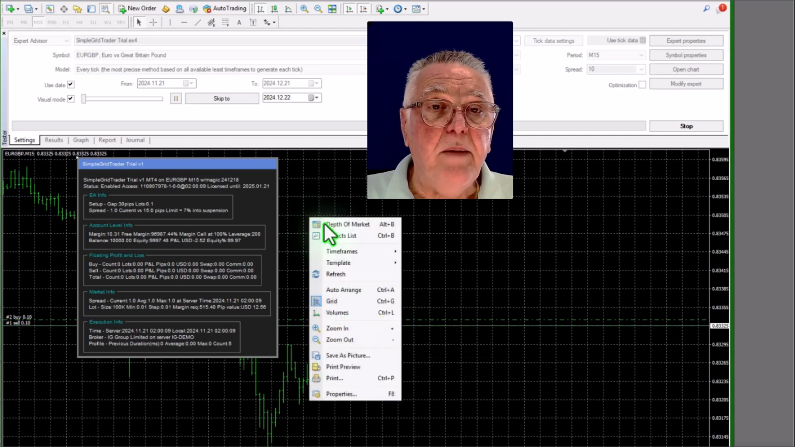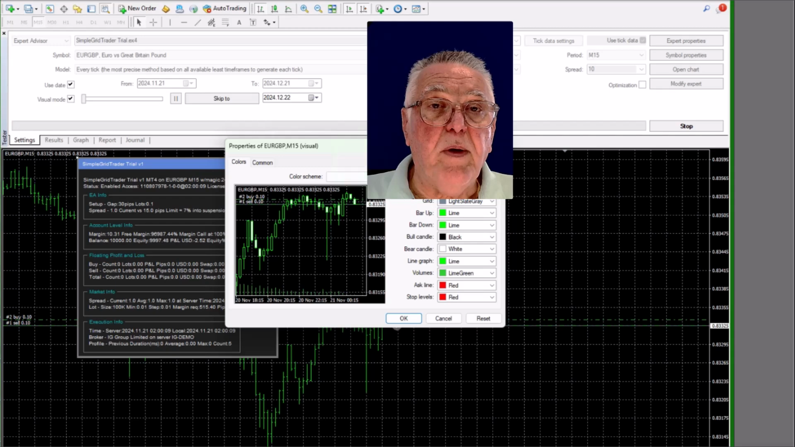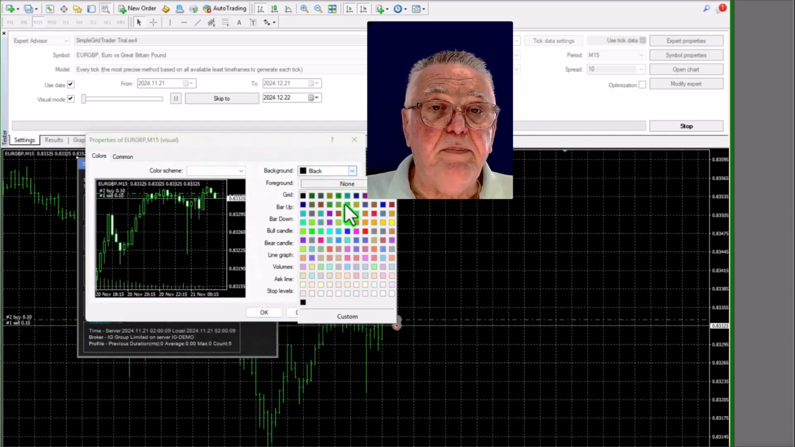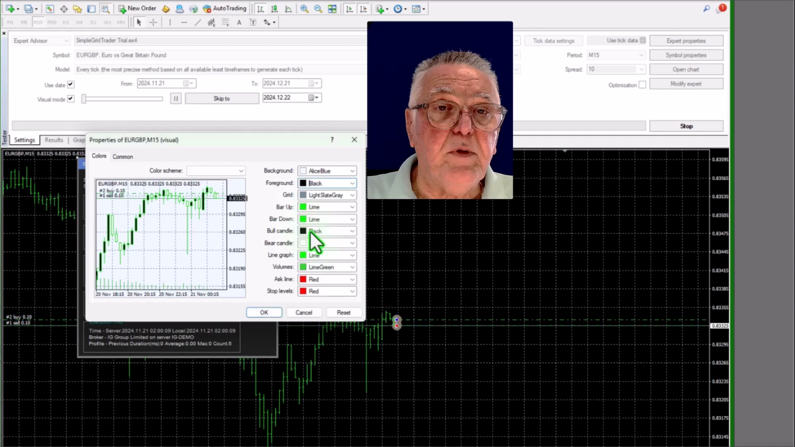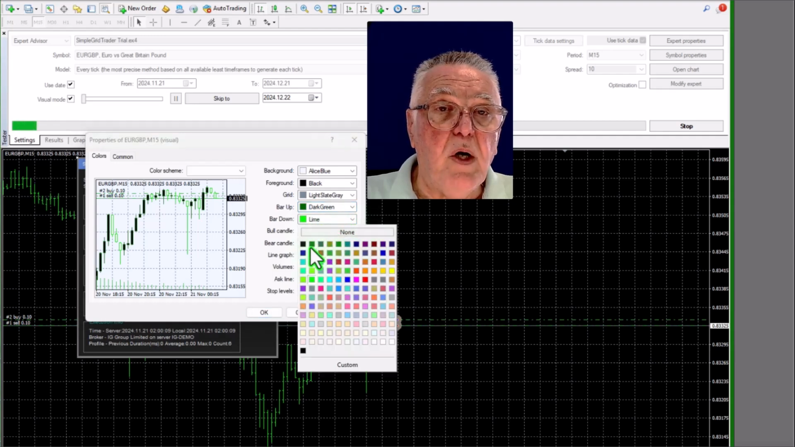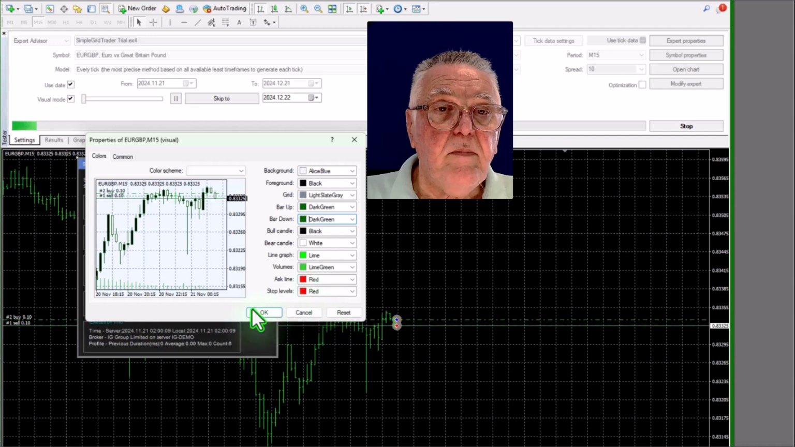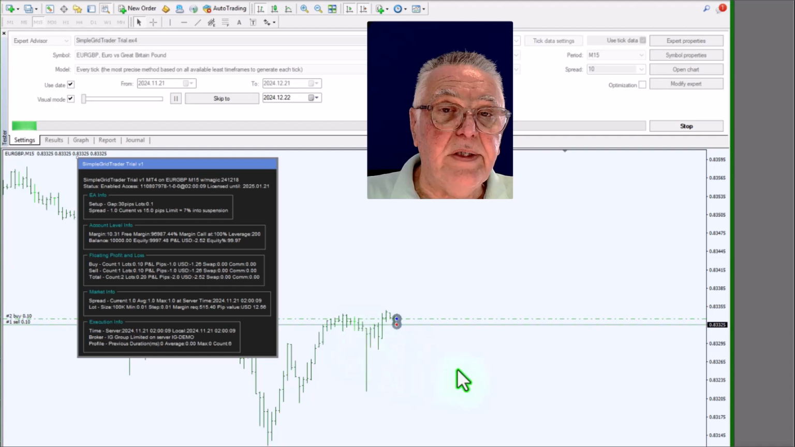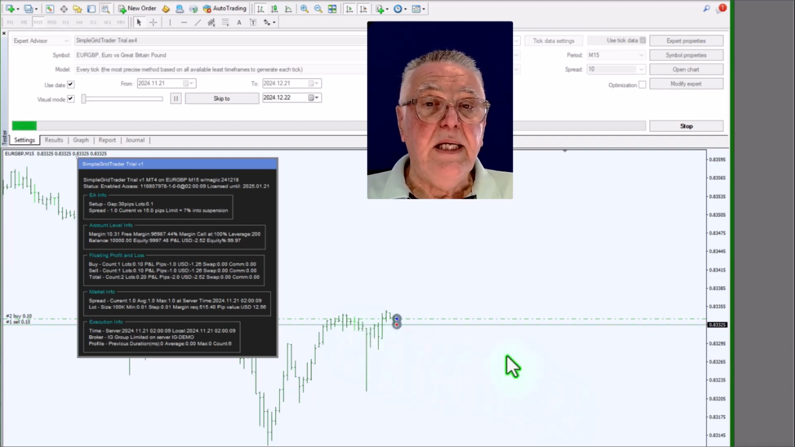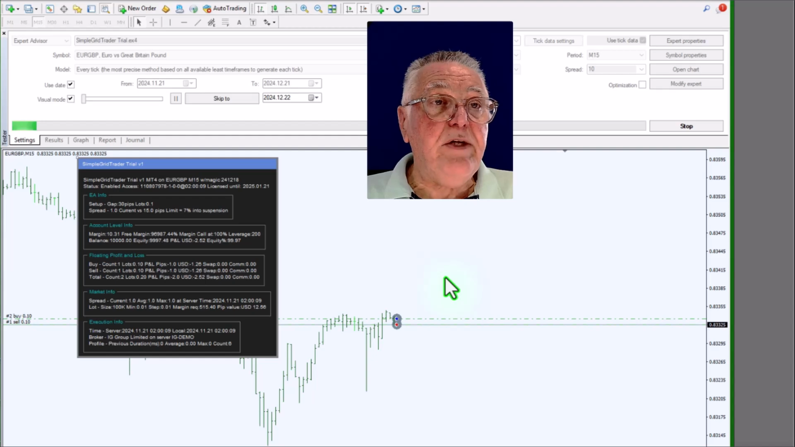So what I'm going to do, I'm going to go into the chart properties, and I'm going to change the background to something light, like ice blue, and the foreground I'm going to make dark, and I'm going to make the actual chart, or the bars, dark green. And that should be okay. That's a lot clearer. And then what will make it even clearer is I'm going to remove the grid.